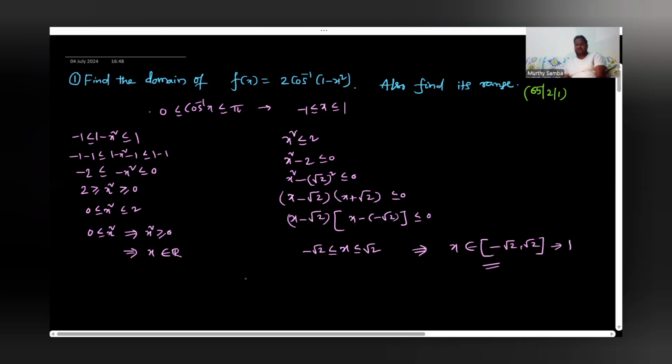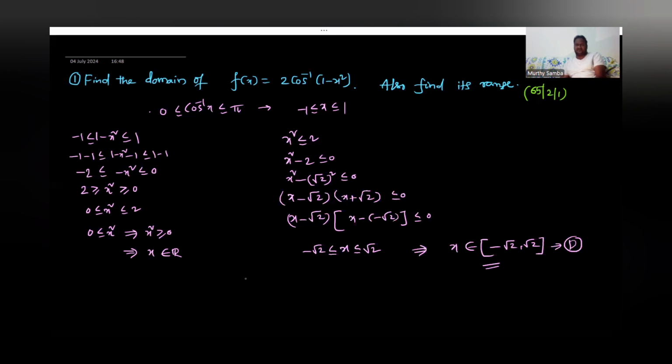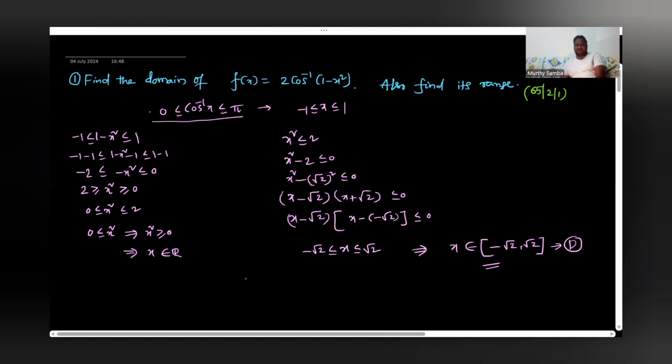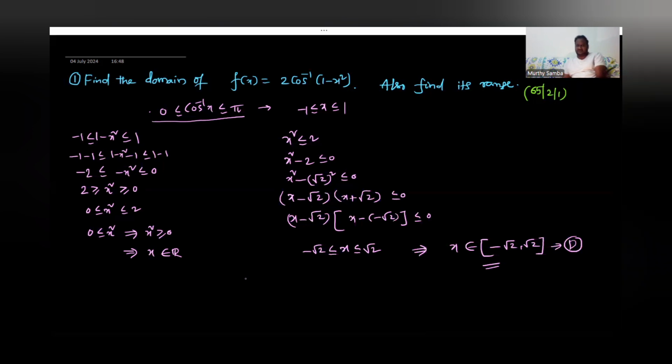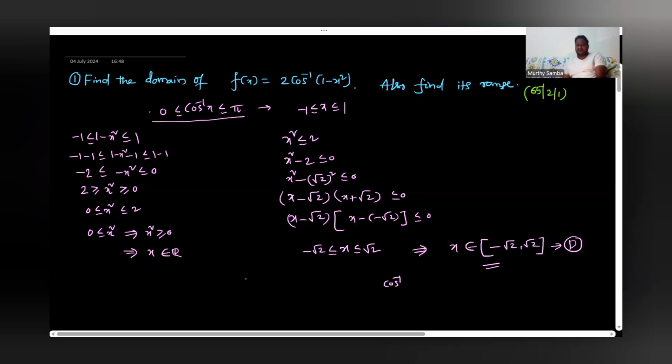And what about the range of the function? Range of the function means the limits of f(x). We already discussed that cos inverse x lies between 0 and pi. So cos inverse of 1 minus x square lies between 0 and pi.